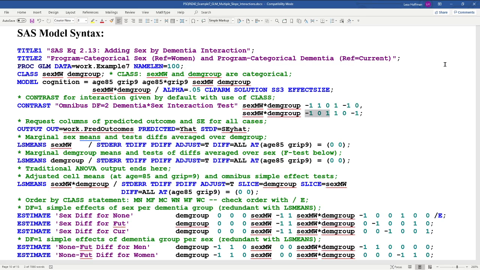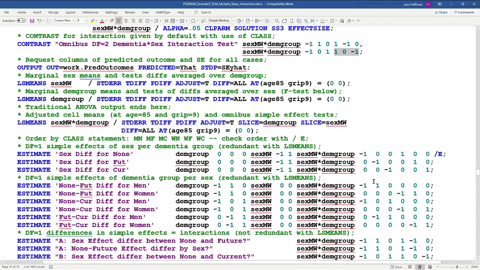This is none versus current as one of the contrasts. If I took that pattern and subtracted it for women, it flips the pattern of the signs. So this takes some practice. It will become a little more clear possibly when you see the rest of the code down here.